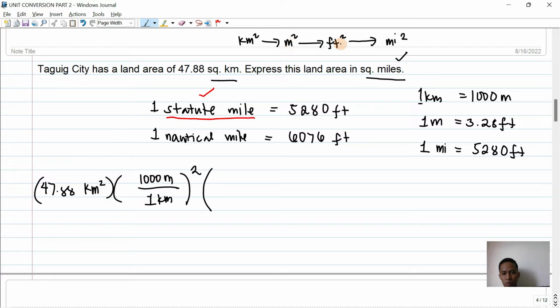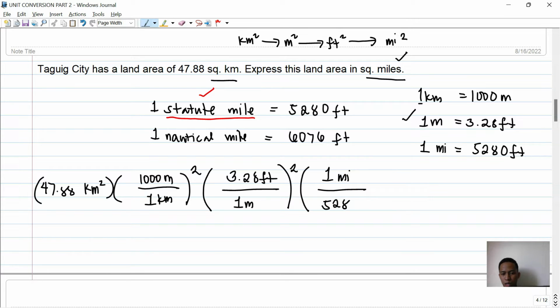So square meter to square feet. So ito, dito na tayo guys. So that is 3.28 feet per 1 meter. So nasa baba yung meter para makancel siya. Then since naka-square, so naka-square din dapat siya. Then we have the last conversion, that is to square miles na. So feet to miles. So that is 1 mile per 5,280 feet. Since naka-square siya, dapat naka-square din.